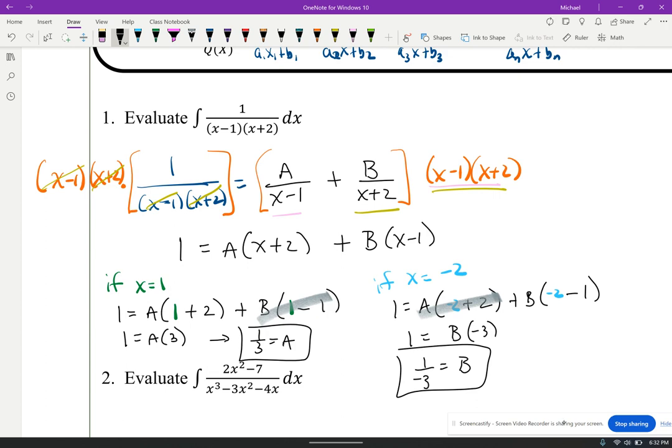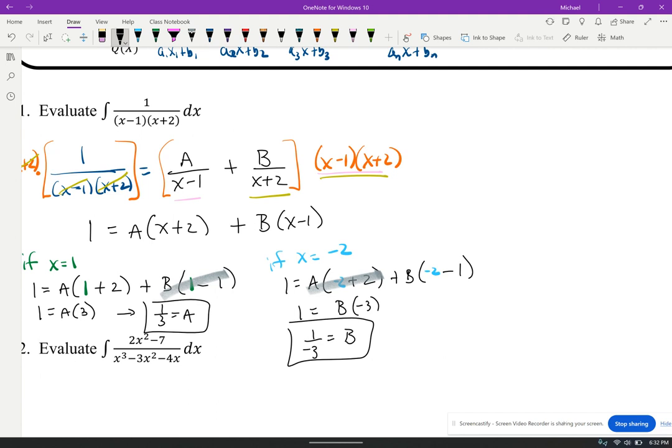I found this value. Okay, what was the purpose of that? Well, I wanted to rewrite my original integral, and now I can, because we said this integrand, this setup, is equal to the sum of these two little fractions. And so I have the integral of 1/3 over x minus 1. Let me write that a little bit clearer. 1/3 over x minus 1 plus -1/3 over x plus 2 dx.